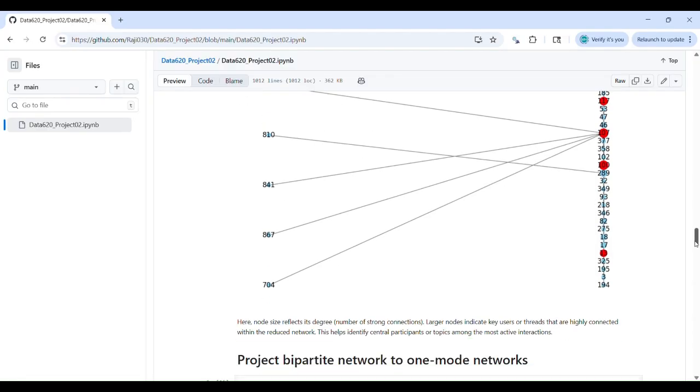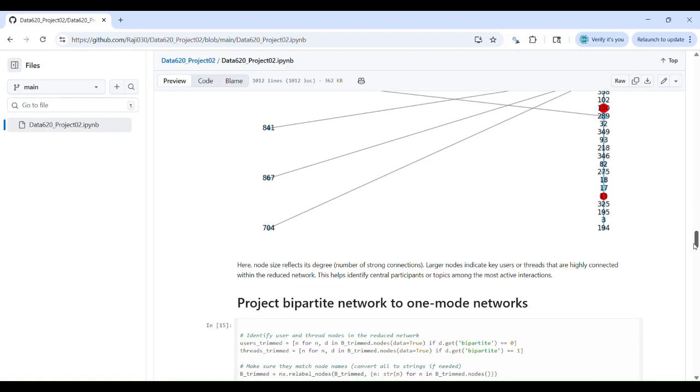So here the node size reflects its degree, I mean the number of strong connections. The larger nodes here indicate key users or threads that are highly connected within the Reddit network. So this basically helps identify central participants or topics among the most active interactions.